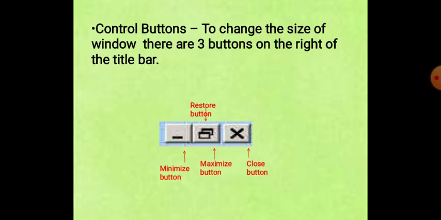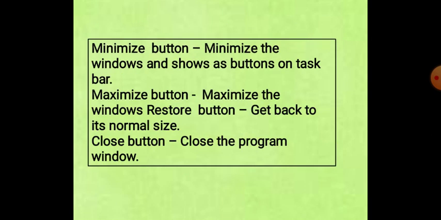One more type of part is there, control buttons. It is located in the right side of a title bar. There are three buttons known as a minimize button, restore and maximize button and close button. Children, when the maximize button appears, the restore button hides, and when the restore button appears, the maximize button hides. Okay. What is the work of each button?